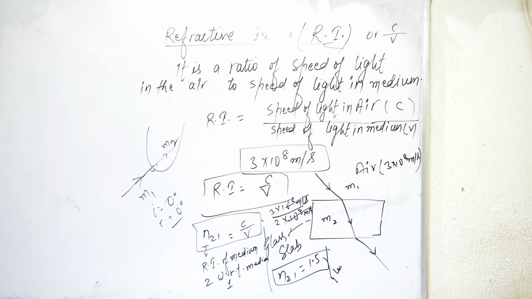So what will be the refractive index of medium 2 with respect to 1? The units cancel out. So 3 by 2 is equal to what? 1.5. So what does it mean? The refractive index of medium 2 with respect to 1 is equal to 1.5. And the important thing: refractive index is a ratio, and a ratio does not have any unit. That's why there is no unit for the refractive index. Is it clear? Such a question may come in your examination.